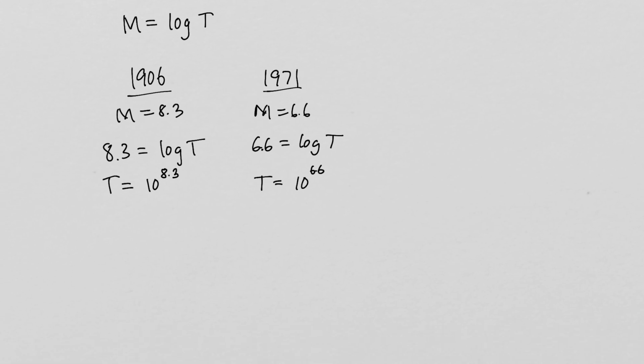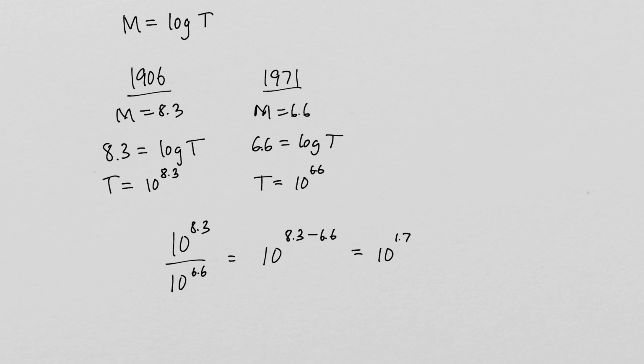So to decide how much larger the 1906 earthquake was, I'm just going to take the quotient of these two numbers. So if we take the number 10 to the 8.3 power, and we divide it by the number 10 to the 6.6 power, this is equal to 10 to the 8.3 minus 6.6, which is 10 to the power 1.7. And now if I just plug that into a calculator, we get approximately 50.1. So this is a ratio of the powers of these earthquakes. That means that the 1906 earthquake was 50.1 times more powerful than the 1971 earthquake.